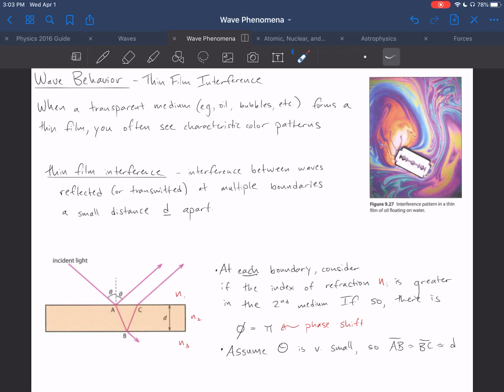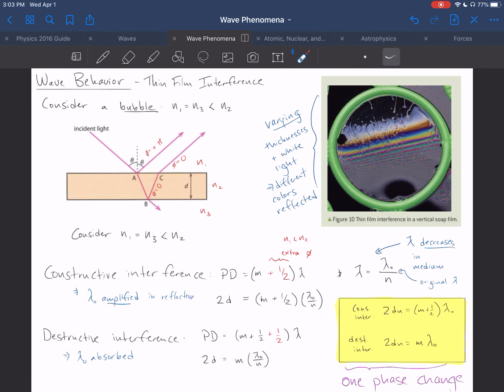One more thing is that we are going to assume that theta is very, very small. I know it's not drawn like that on the diagram so that you can see what is going on, but we assume the incident light is more or less straight on. And so the length of AB will be about equal to the length of CB, which will be about equal to the thickness of the thin film, d.